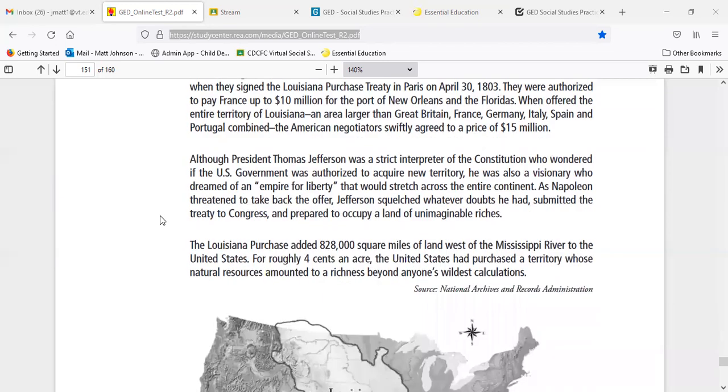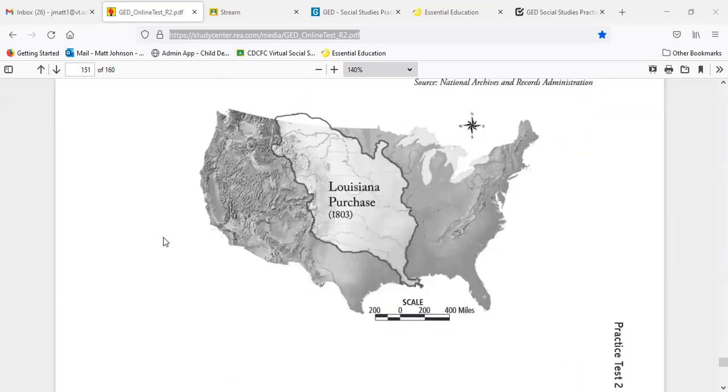The Louisiana Purchase added 828,000 square miles of land west of the Mississippi River to the United States for roughly 4 cents an acre. The United States had purchased a territory whose natural resources amounted to a richness beyond anyone's wildest calculations.